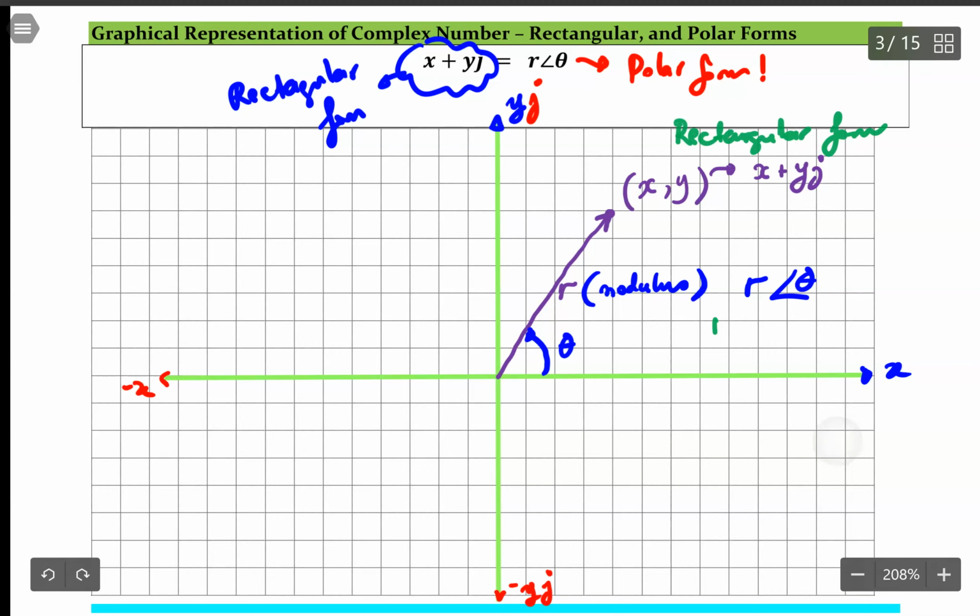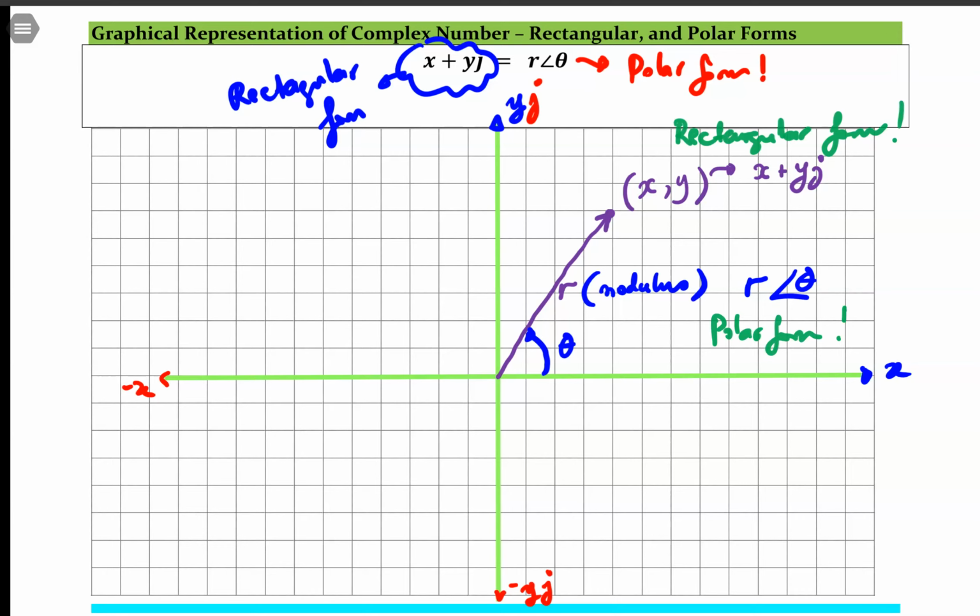And this one I call a polar form. Okay, so let's talk about these two forms that we just found on this graph, and we draw it to identify it as well. So first of all, the rectangular form of a complex number is the coordinate that you have right on this graph, represented by the coordinate (x, y), and you can write it as x plus yj.